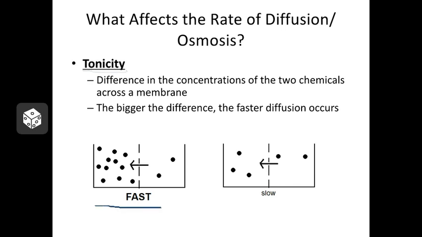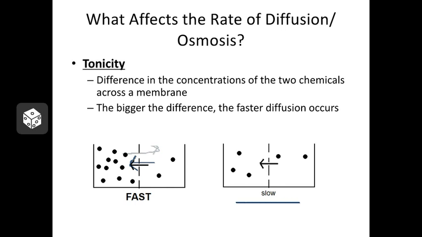Well, here we have a situation where we have a big difference in tonicity. This side is highly concentrated, this side has much less solute in it. In this situation, the solute is going to want to move from high to low really, really fast. And conversely, the water in the solutions is going to want to move the opposite direction really, really fast because there's a big difference in their concentrations.